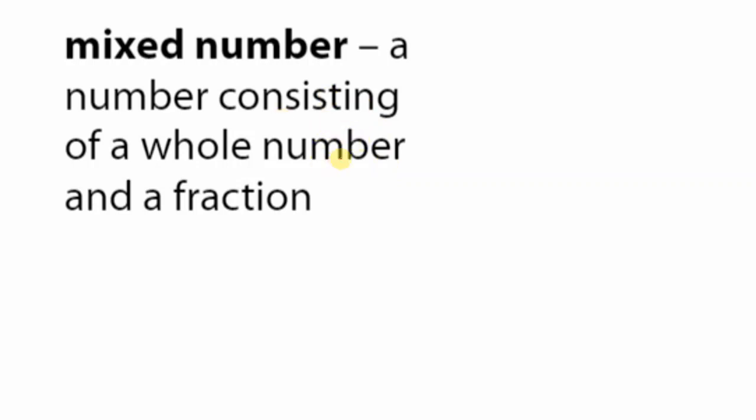A mixed number is a number consisting of a whole number and a fraction. So 1 3/4 is a mixed number. It has the whole number and it has the fraction. 5 2/3 is another example of a mixed number as it has the whole number and the fraction. But something like 2/5 is not a mixed number as there is no whole number, it's only the fraction.